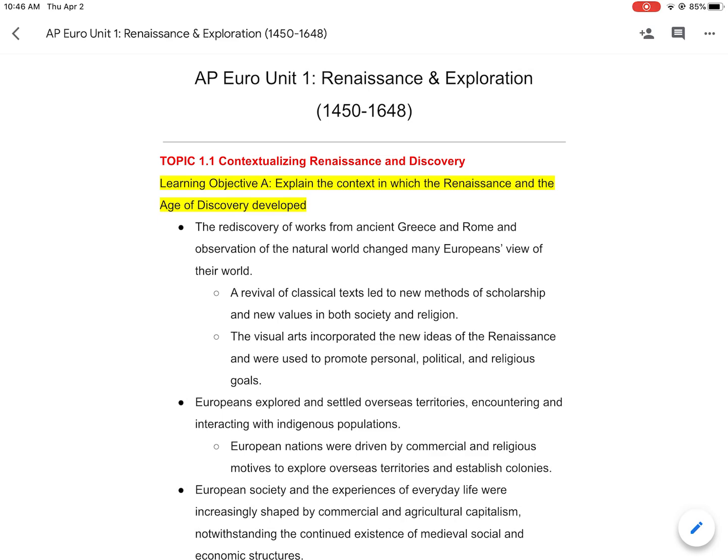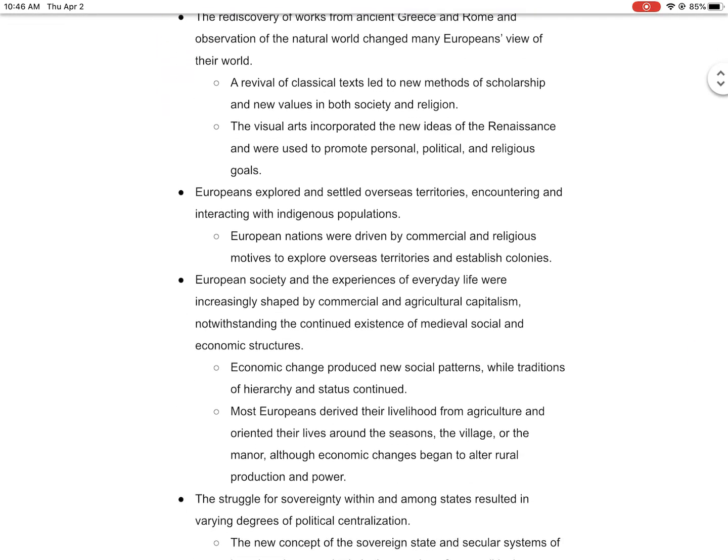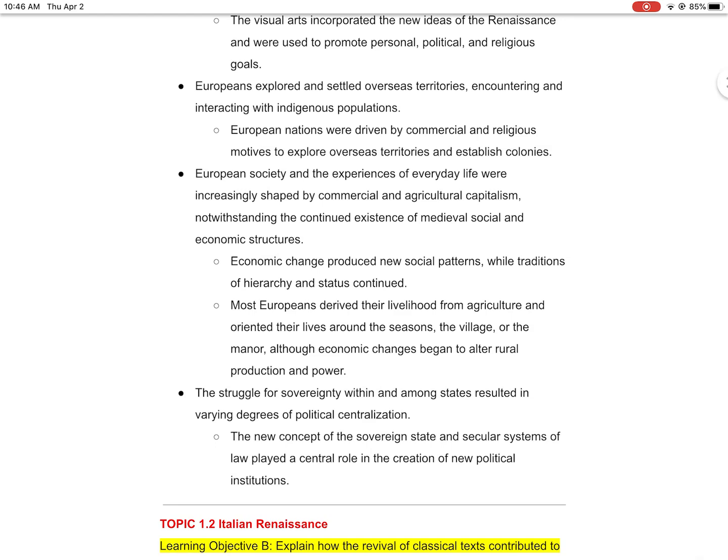Europeans explored and settled overseas territories, encountering and interacting with indigenous populations. So one of the things that we're going to talk about is that Europeans had a certain way of doing things, had certain cultural norms, and as they go out and start to explore other places, they're going to come into contact with other populations, especially indigenous ones. And it's going to be catastrophic for some. There's going to be this interrelation, this intermarriage of culture and ideas that goes back and forth. And so that's really important.